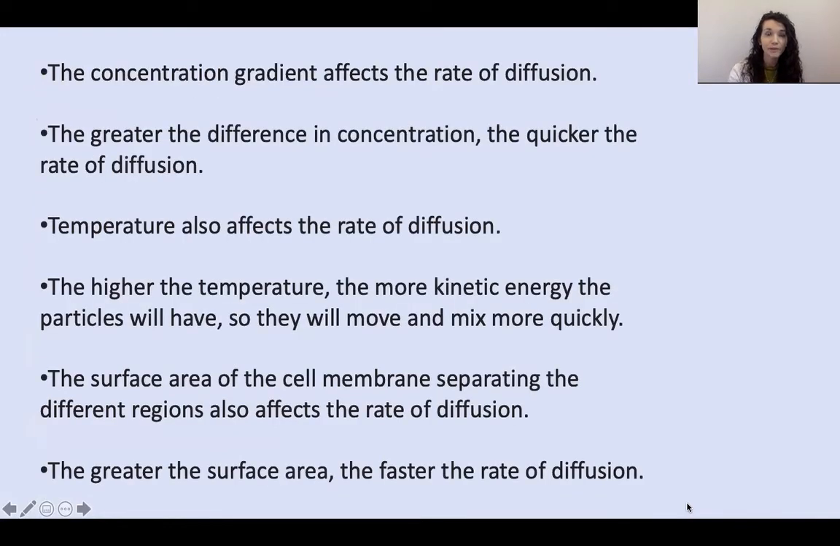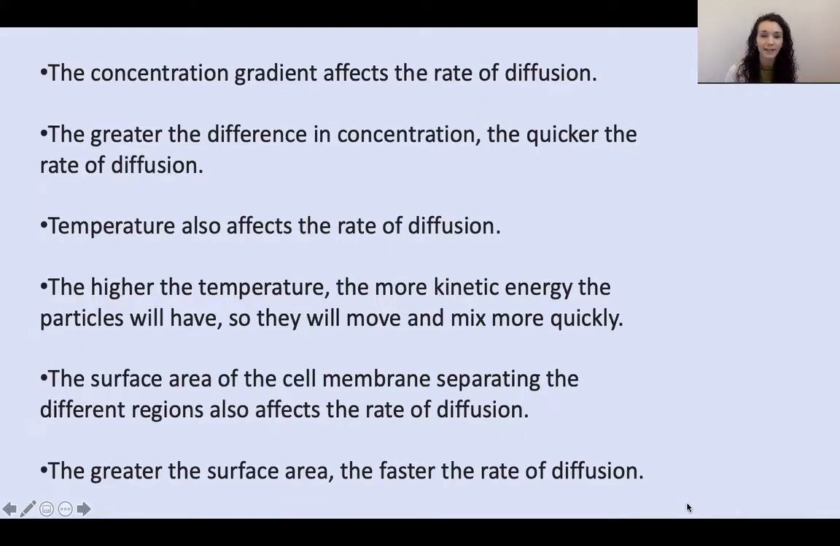We're just going to go through what would get you the 6 marks for the answer to this question. Firstly, concentration gradient affects the rate of diffusion. That's how much difference there is between the 2 concentrations, so how much higher the high concentration is than the low concentration. The greater the difference in concentration, the quicker the rate of diffusion.